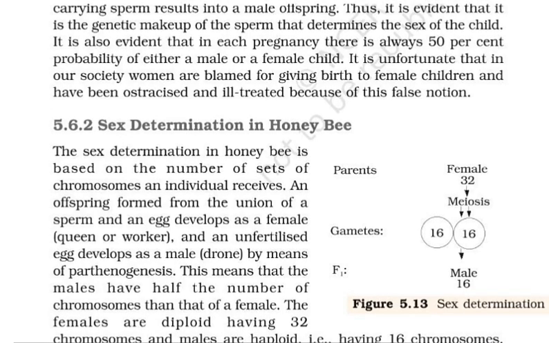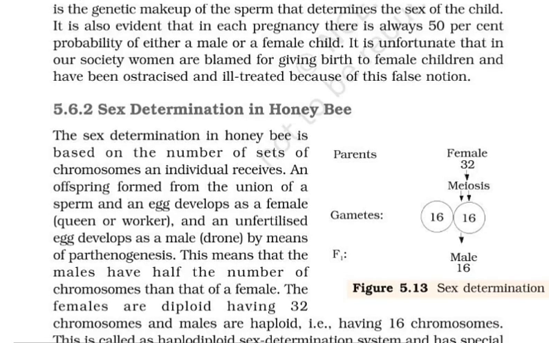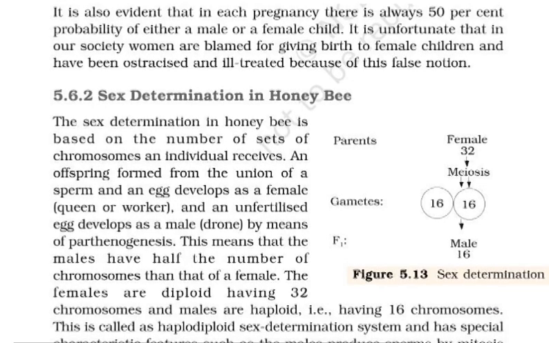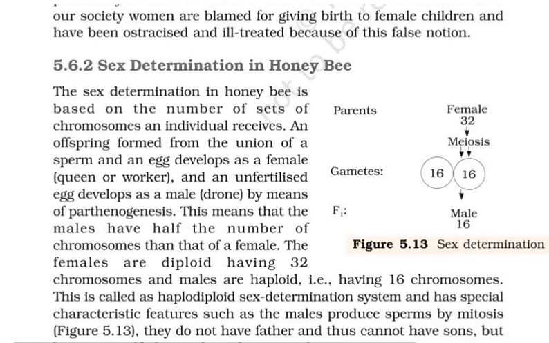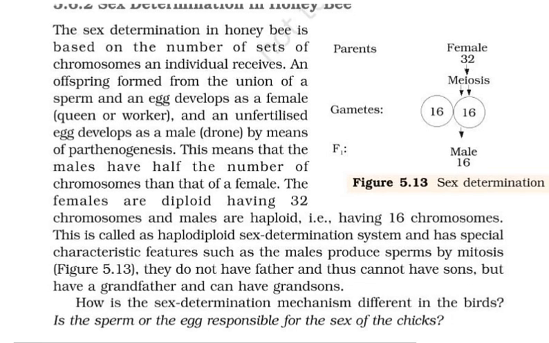In case the ovum is fertilized by a sperm carrying an X chromosome, the zygote develops into a female, XX, and the fertilization of the ovum by a Y chromosome carrying sperm results in a male offspring. Thus, it is evident that it is the genetic makeup of the sperm that determines the sex of the child. It is also evident that in each pregnancy there is always a 50% probability of either a male or a female child.